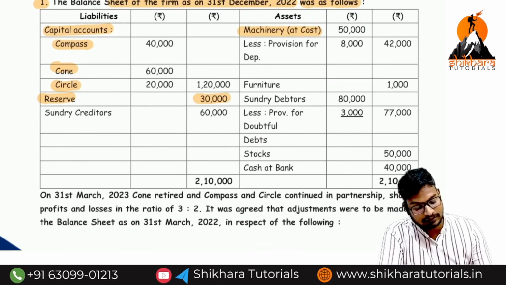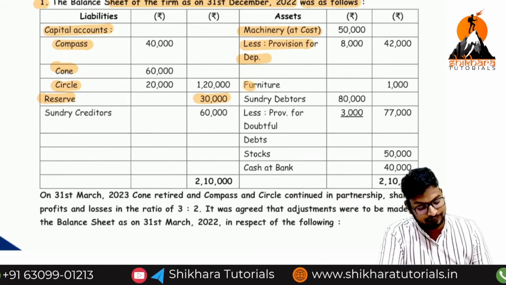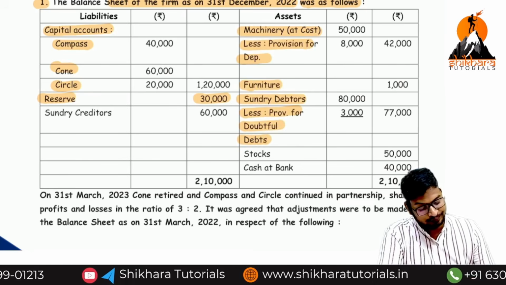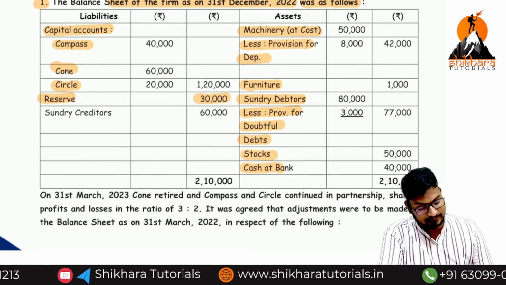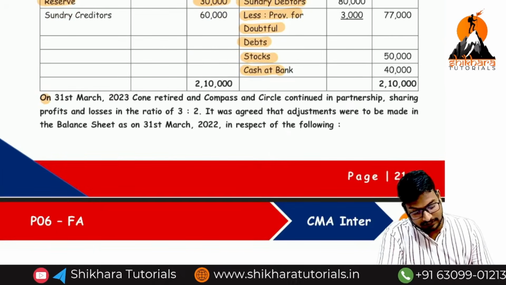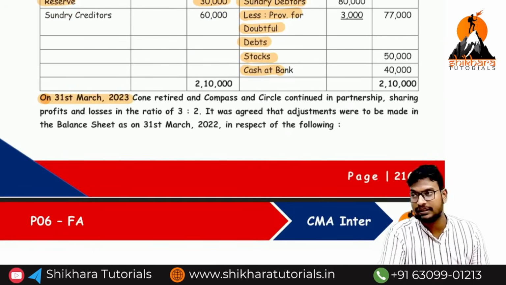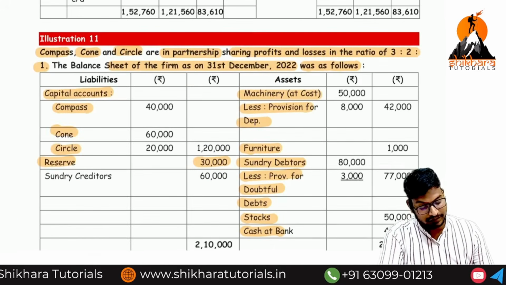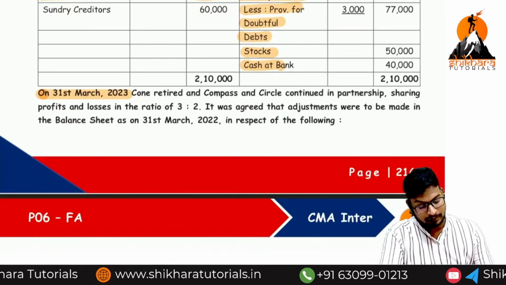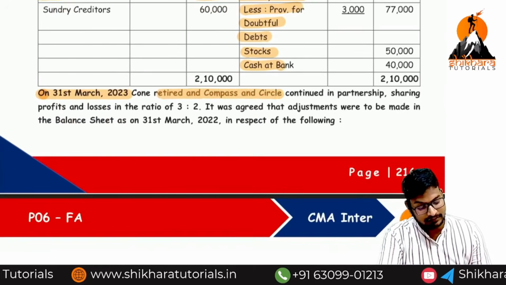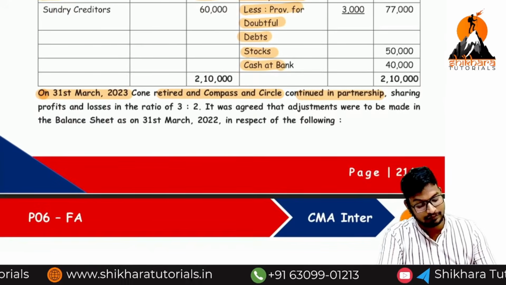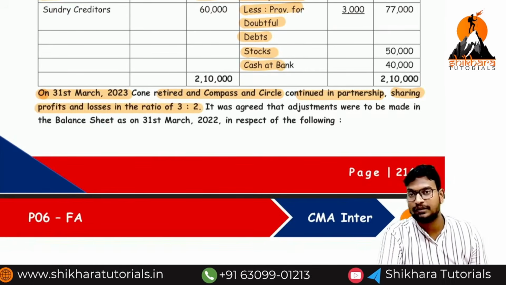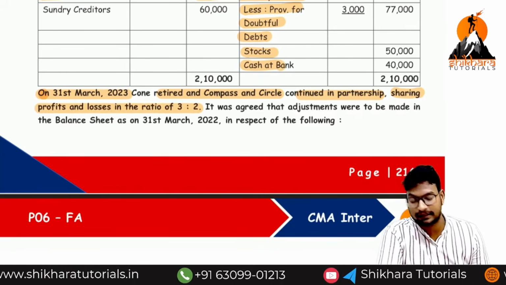Next, machinery at cost, less provision for depreciation. Furniture, sundry debtors, provision for doubtful debts. So next one, stock and cash at bank. On 31st March 2023, what is the date of retirement, Amma? 31st March 2023. The Cone retires and Compass and Circle continue in the partnership firm, sharing profits and losses in the ratio of 3:2. So that means we can easily find out the gaining ratio.